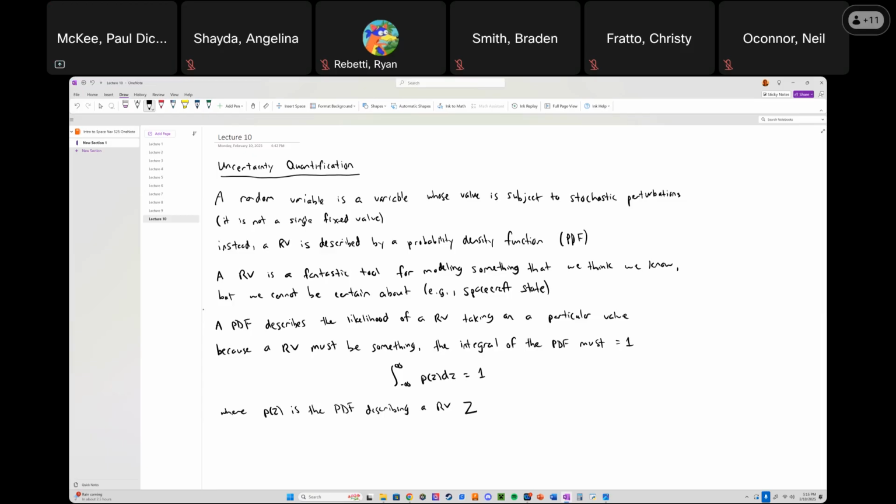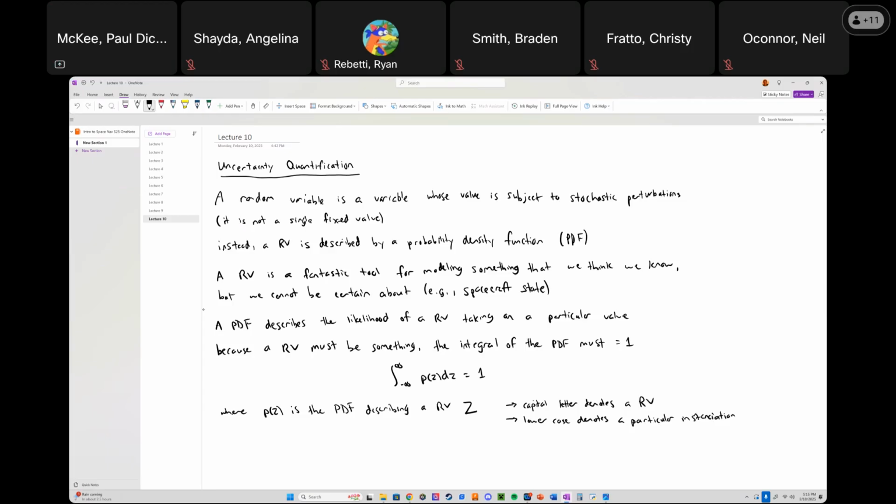So in this case, I'll make this a little bit more explicit here. The capital letter denotes the variable itself, and then a lowercase letter denotes a particular instantiation, or a particular realization. Right?